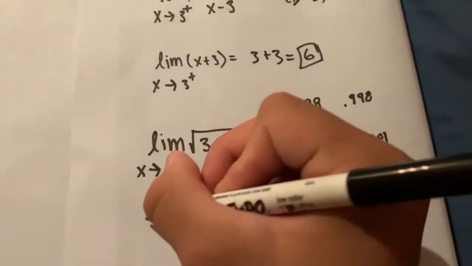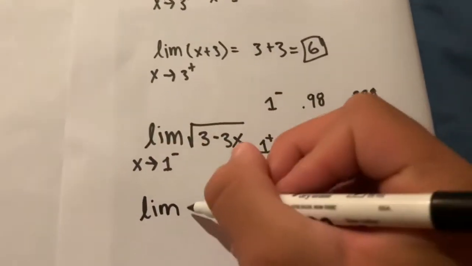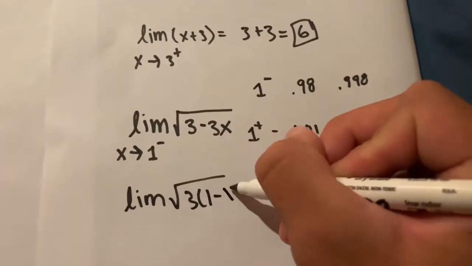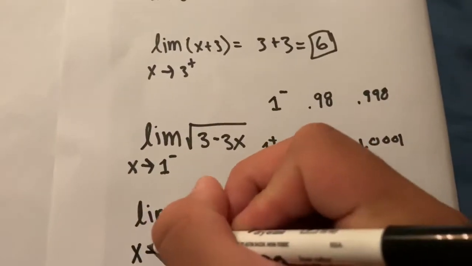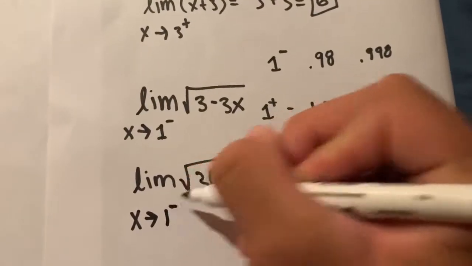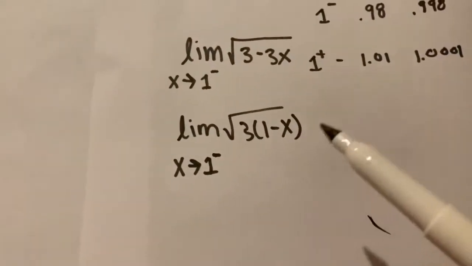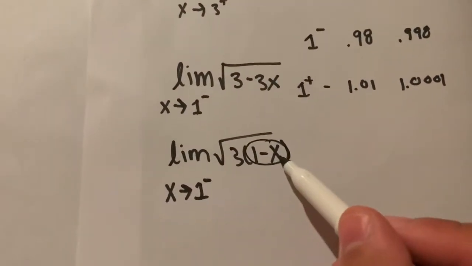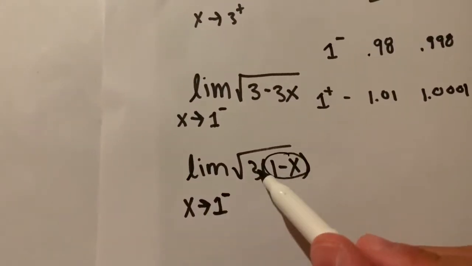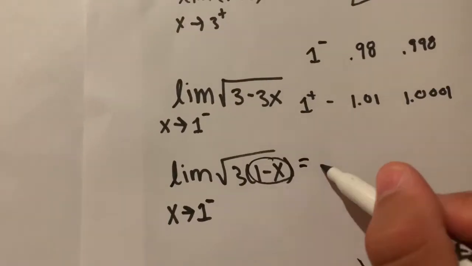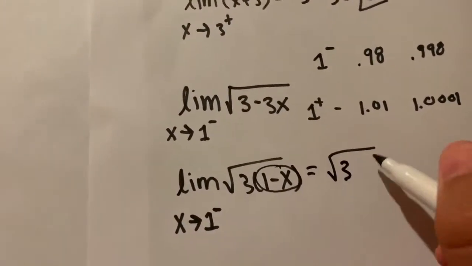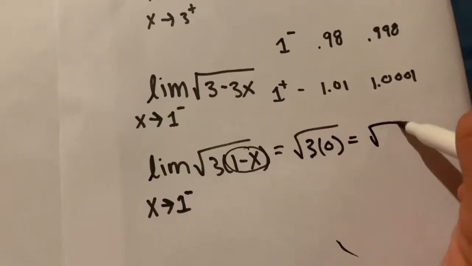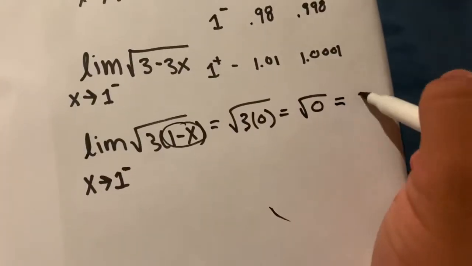Our next step then would be to rewrite this equation by factoring out a 3 from the inside of the square root. Now what we're looking at here is that this piece wants to get as close to 0 as possible. When plugging in the 1, we would then get the square root of 3 times 0, which would give us the square root of 0, and that answer would be 0.